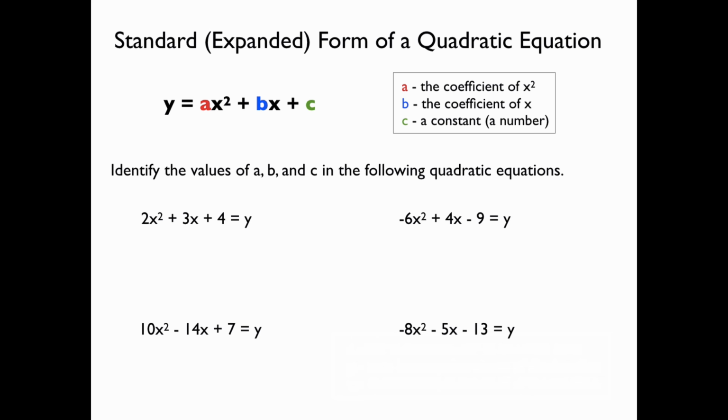So let's take a look at expanded form. One of the things you're going to need to do is interpret each form to get some useful information from each of them. So in expanded form, we have a value a, b, and c. Here are 4 equations in standard form. I would like you to identify the values of a, b, and c in each. So pause the video and identify those values now.